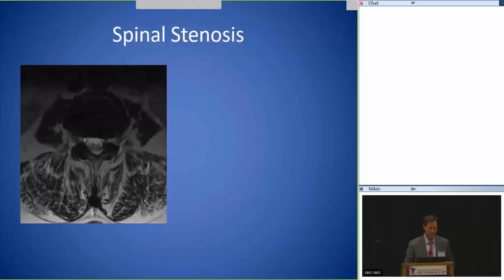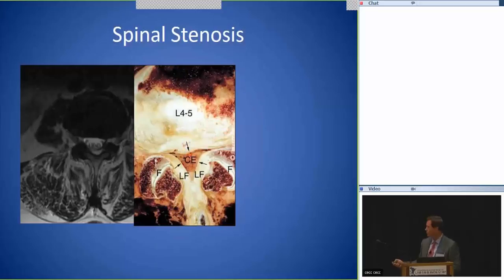So spinal stenosis. When we look at spinal stenosis, again, this is the normal spinal canal. This white sac of fluid, that's the space of the nerves. These little gray dots are the individual nerve roots. When we look here, again, we talked about the process of aging.